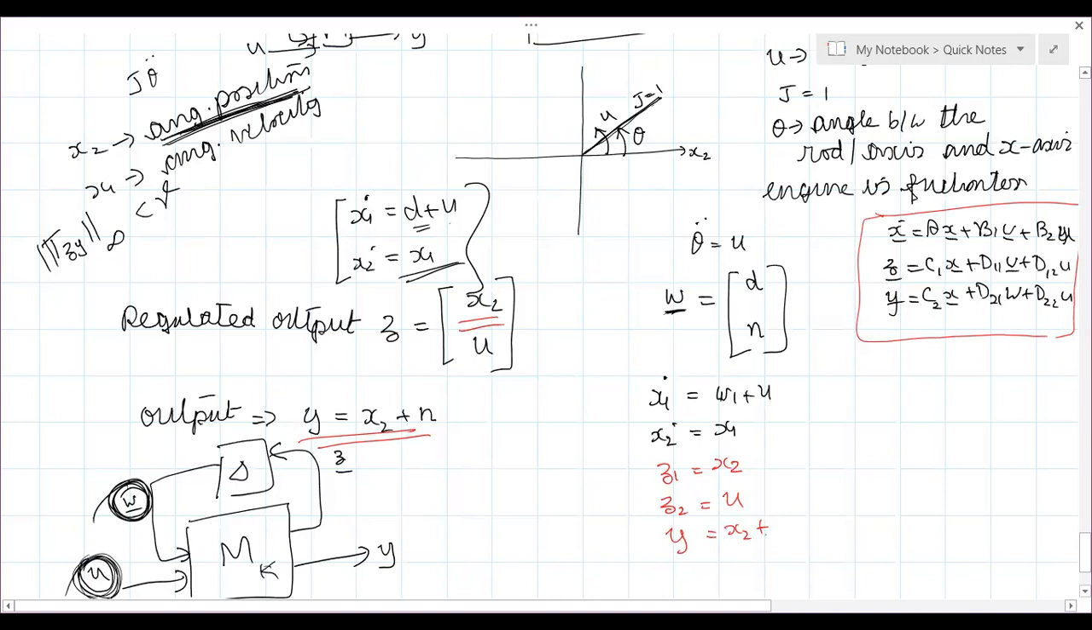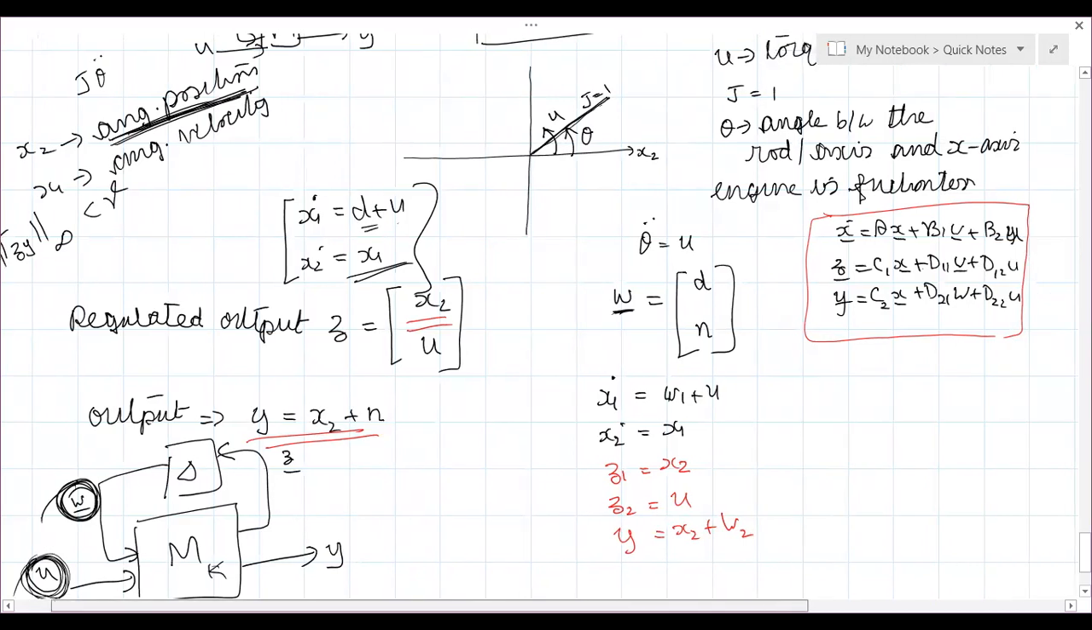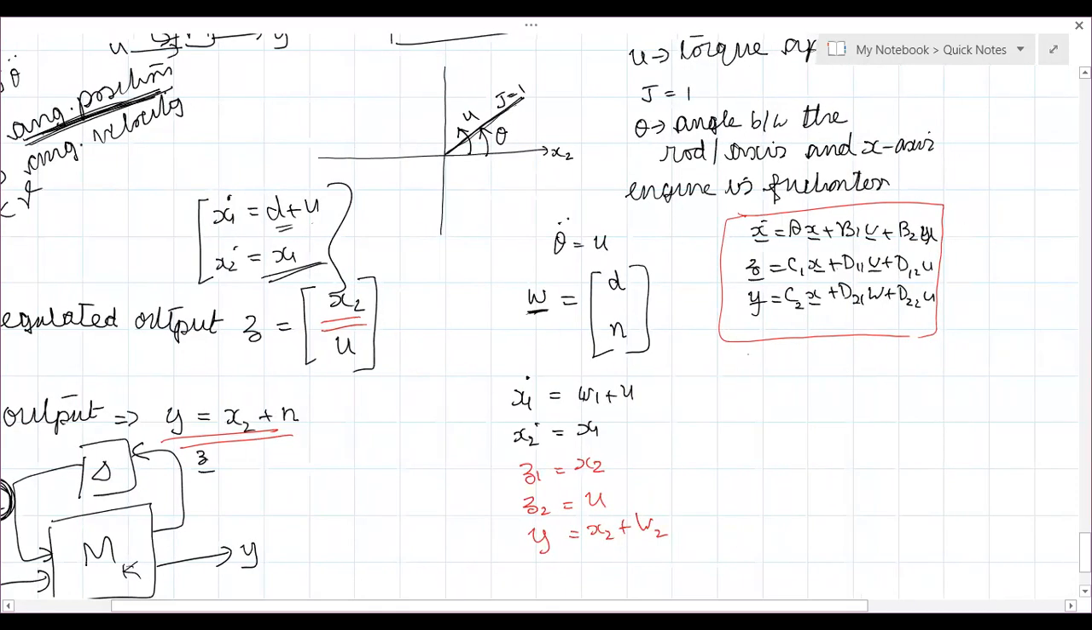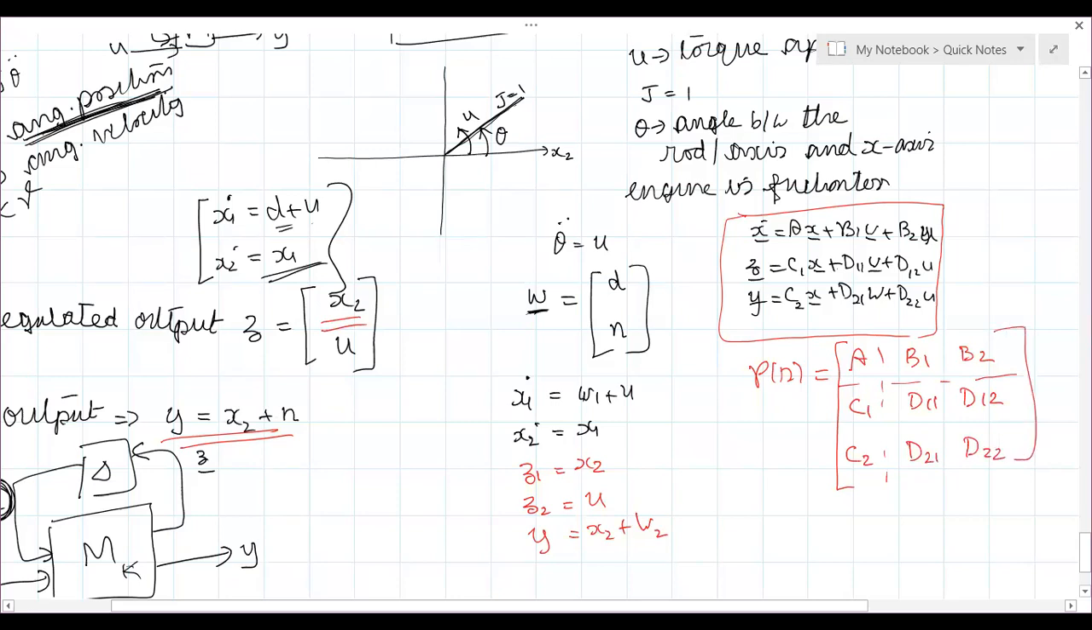X2 plus X2 plus W2. X2 plus W2. Okay. So now we have to write it in the packed form. If you remember, we have written it in packed form, right? A, P1 P2, C1 D11 D12, C2 D21 D22. Okay, let us write it in this form.